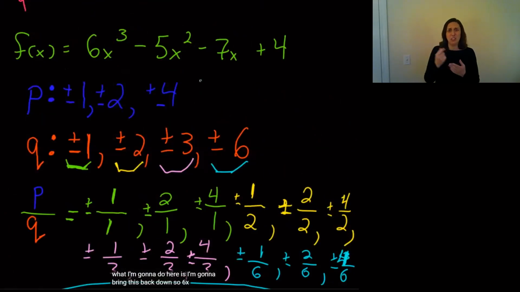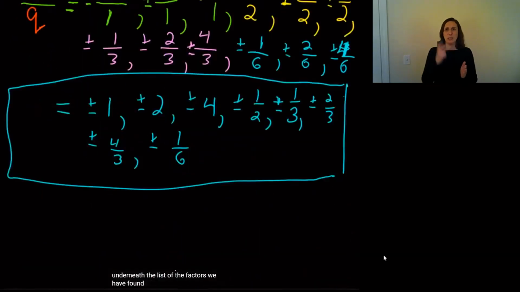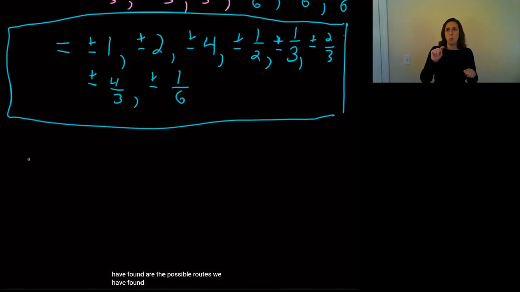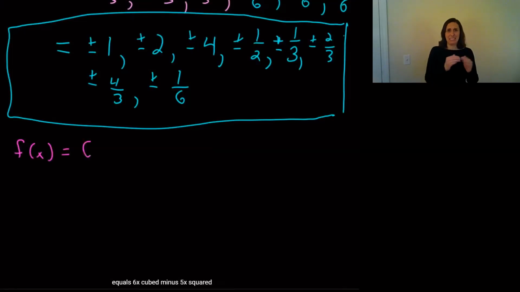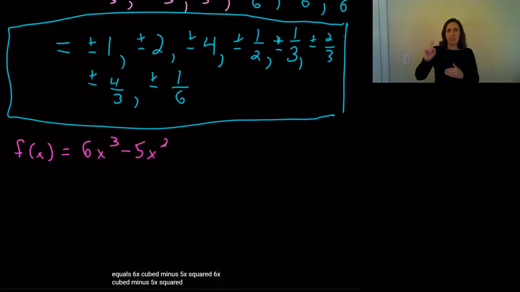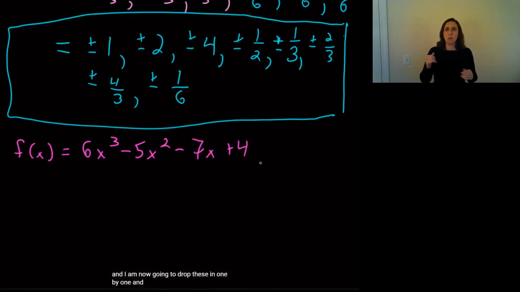So 6x cubed minus 5x squared minus 7x. I'm going to put this underneath the list of the factors we have found, or the possible roots we have found. So f of x equals 6x cubed minus 5x squared minus 7x plus 4. And I am now going to drop these in one by one and see what will happen.